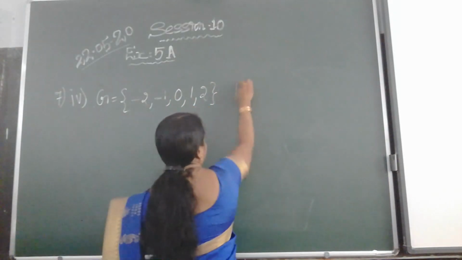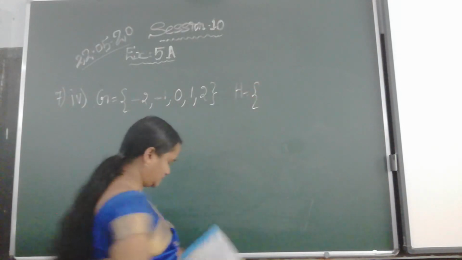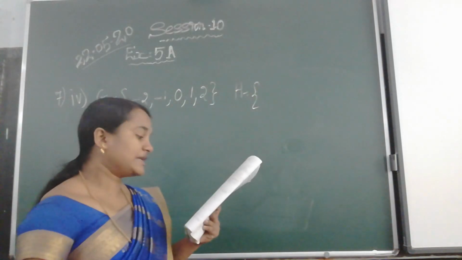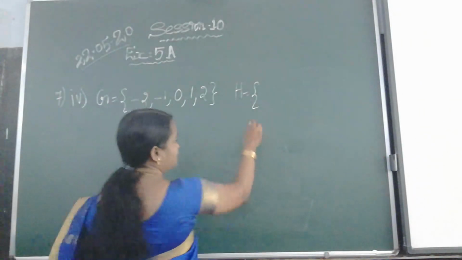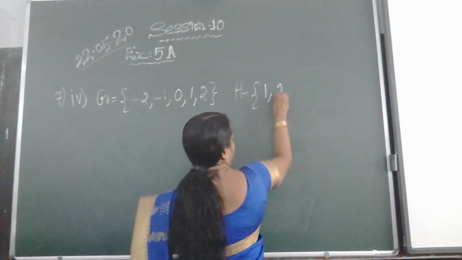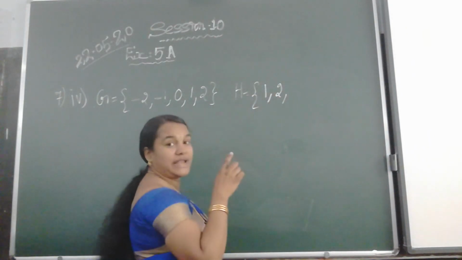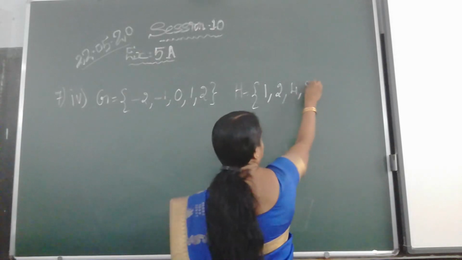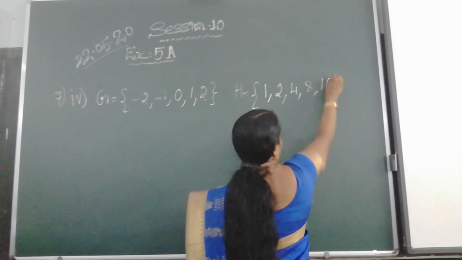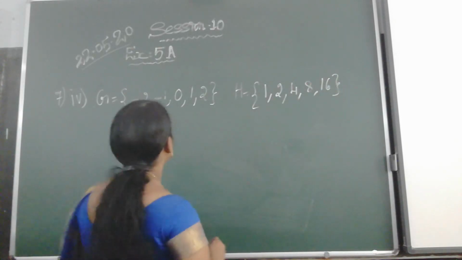H, what are they given? X such that X is a factor of 16. The factors of 16: 1 times 16 is 16, 2 times 8 is 16, then 4 times 4 is 16, then 8 times 2 is 16, 16 times 1 is 16. Okay.